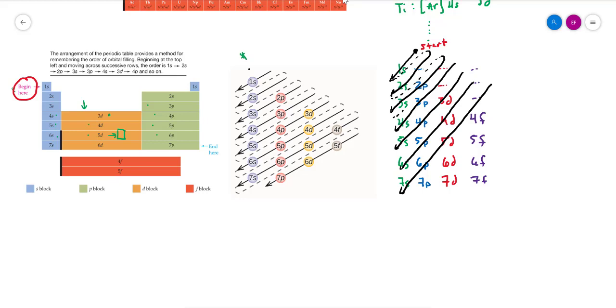If you just look at this diagram, either one that we created, 1s is going to fill first, and then if you follow the arrow, the next thing that's going to fill is 2s, and then you follow the arrow, the next thing that's going to fill is 2p, and then 3s, and then loop all the way back around, 3p, and then 4s, loop all the way back around, 3d, 4p, 5s, loop all the way back around, 4d, 5p, 6s, etc.